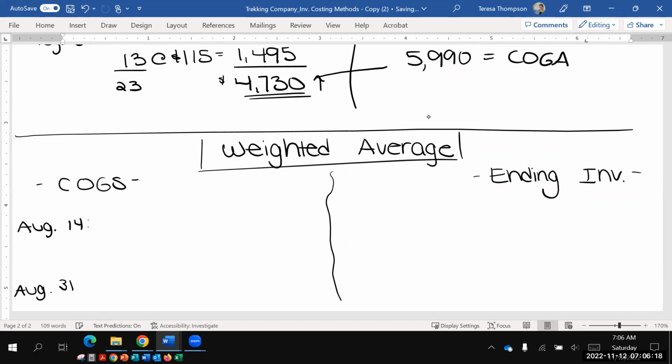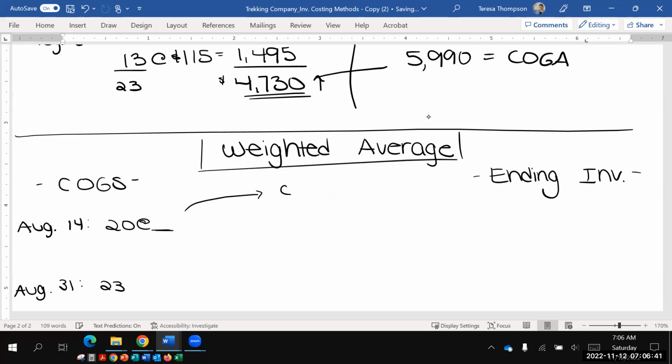On August 14th, we sold 20 units. On the 31st, we sold 23 units. We're trying to figure out what's the cost of those 20 units. So on August 14th, we sold 20 units at a cost of to be determined, right? We should say to be calculated. We have to calculate that. So let me show you the formula.